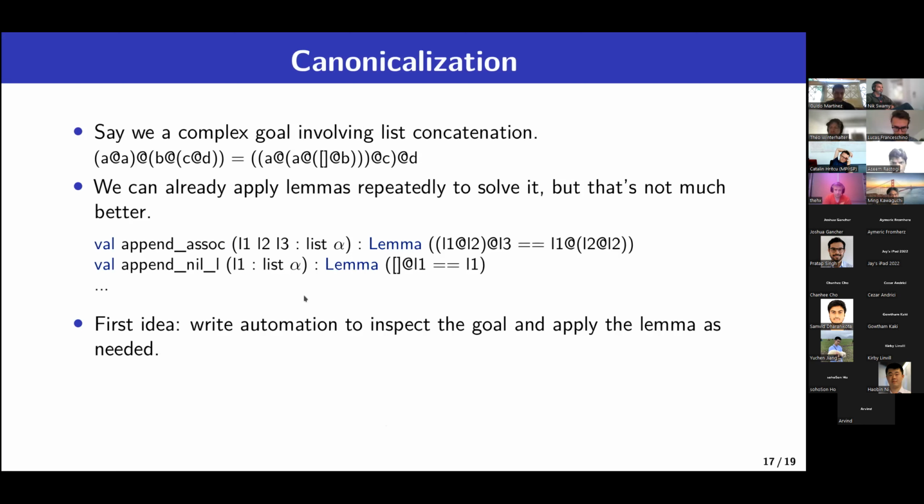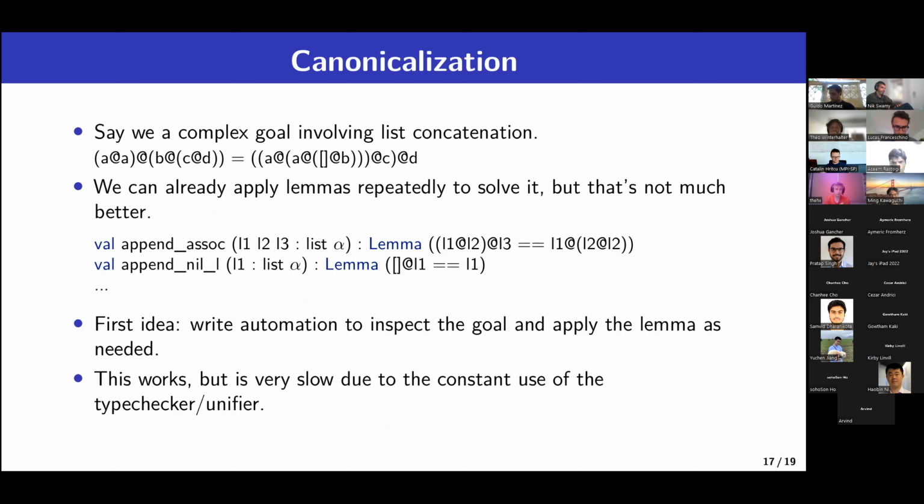So the first idea we have is, okay, let's write a tactic that inspects the goal and decides which one of these lemmas to apply by looking at the shape of each of the sides of this goal. And you can do that. That's rather easy. And I think we have an example in Bulib also of a canonicalizer that works in this way for integers. The problem is that it's very slow. It's very slow because at every step that you're applying a lemma, you have to call into the type checker and you have to call into the unifier. And you basically pay something proportional to the size of the term. And it's really not efficient.